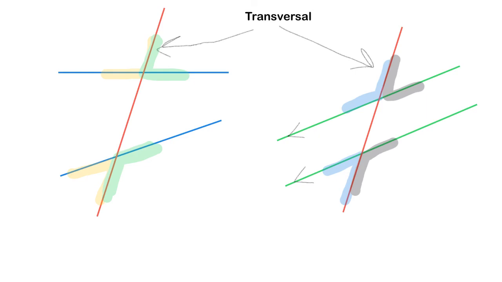Okay, that's it for this video. Hopefully you've learned a little bit about the different types of angle pairs that exist when a transversal intersects two or more lines, whether they're parallel or not.